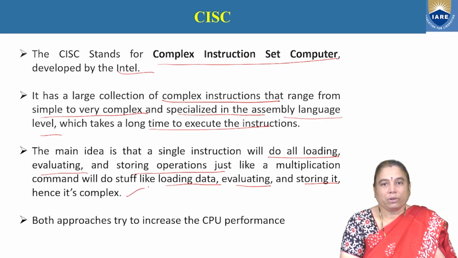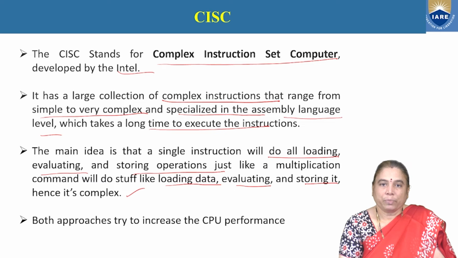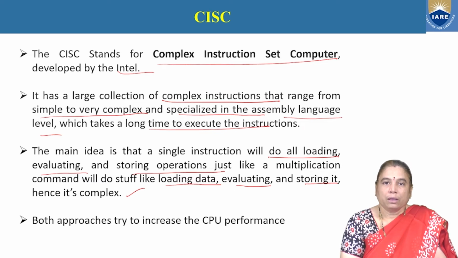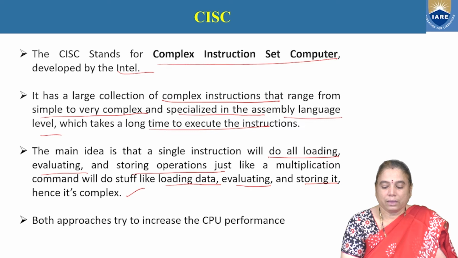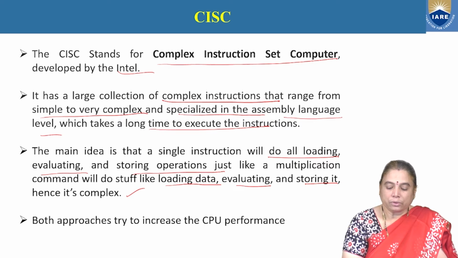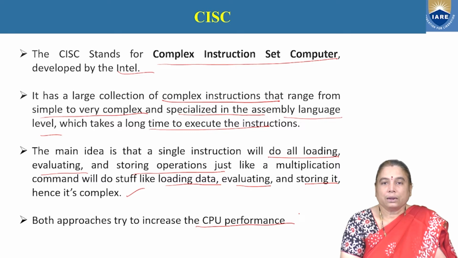In order to perform any operation, for example, consider the multiplication operation. First, we have to load the operands, and then perform the processing with the help of the multiplication instruction, and store the result in the destination register. So this involves all these operations. Both approaches try to increase the CPU performance. RISC and CISC are both aimed at increasing the CPU performance.